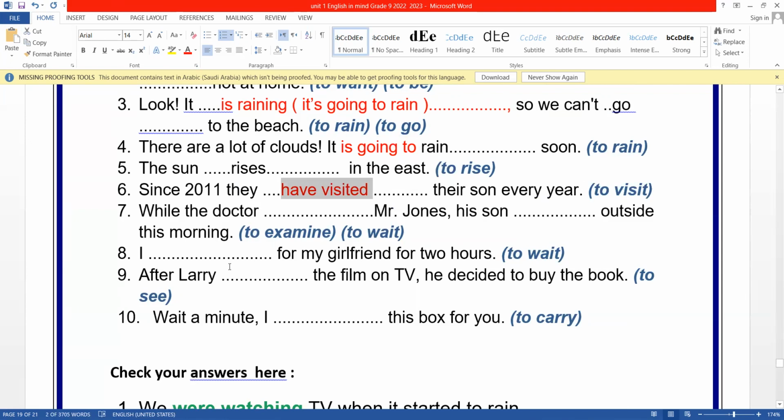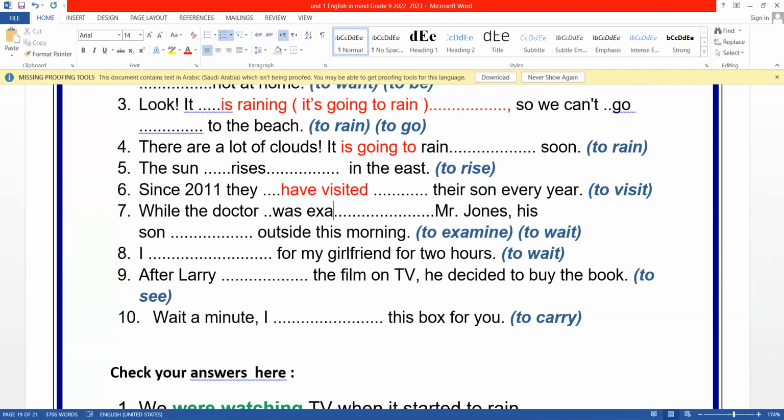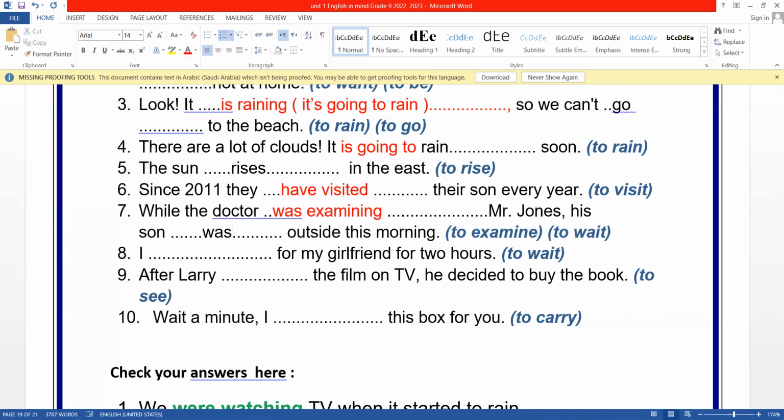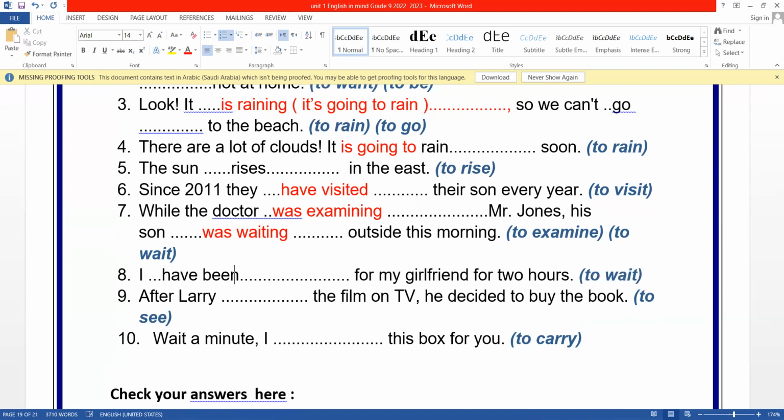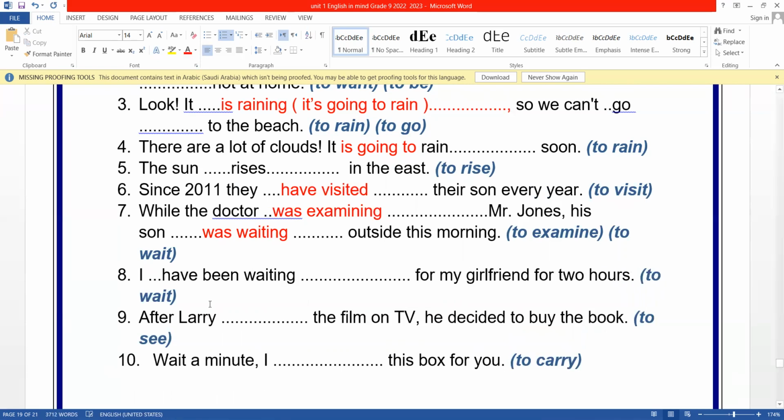While the doctor was examining Mr. Jones, his son was waiting outside this morning. I have been waiting for my girlfriend for 2 hours. I have been waiting.